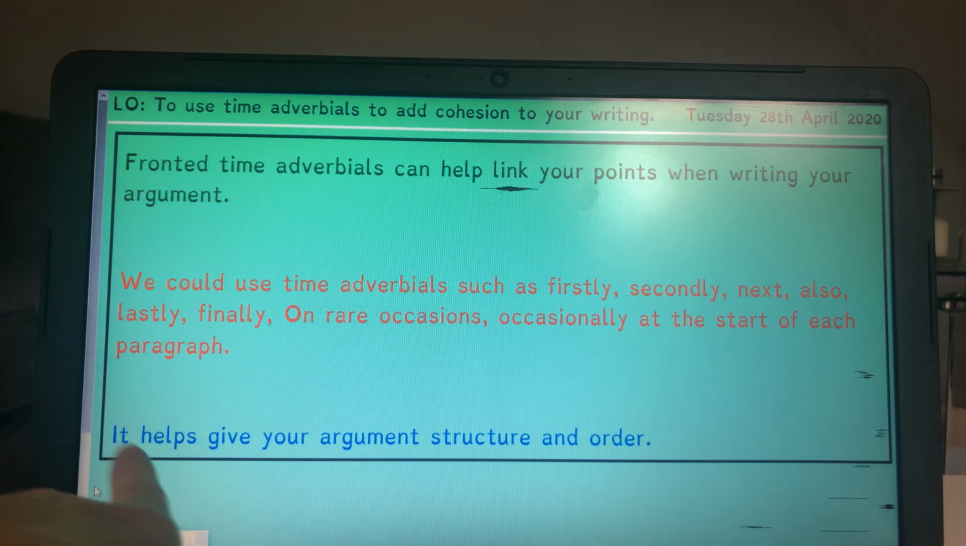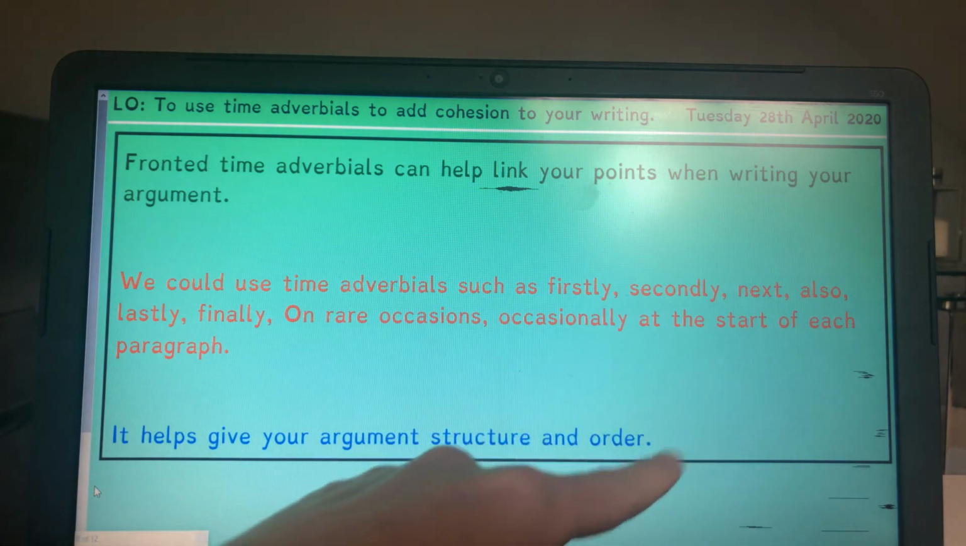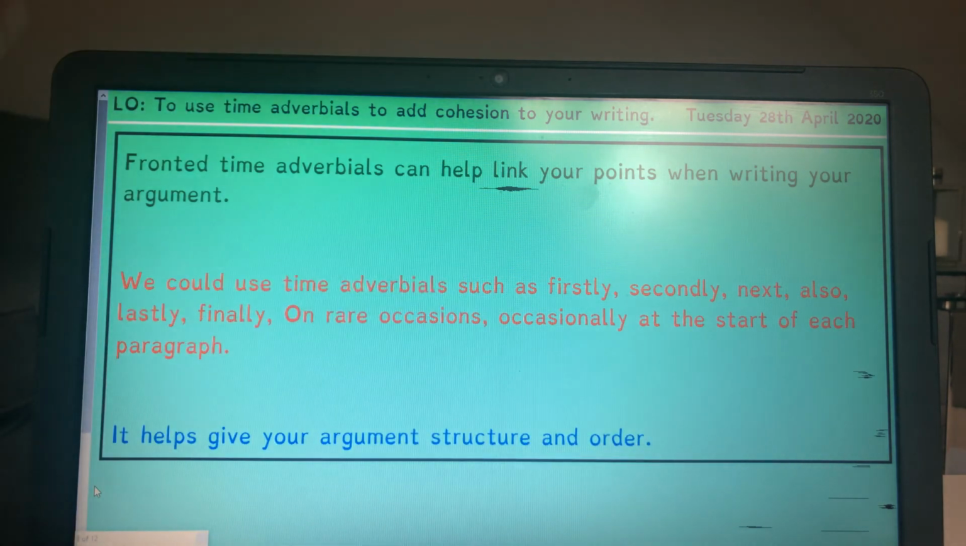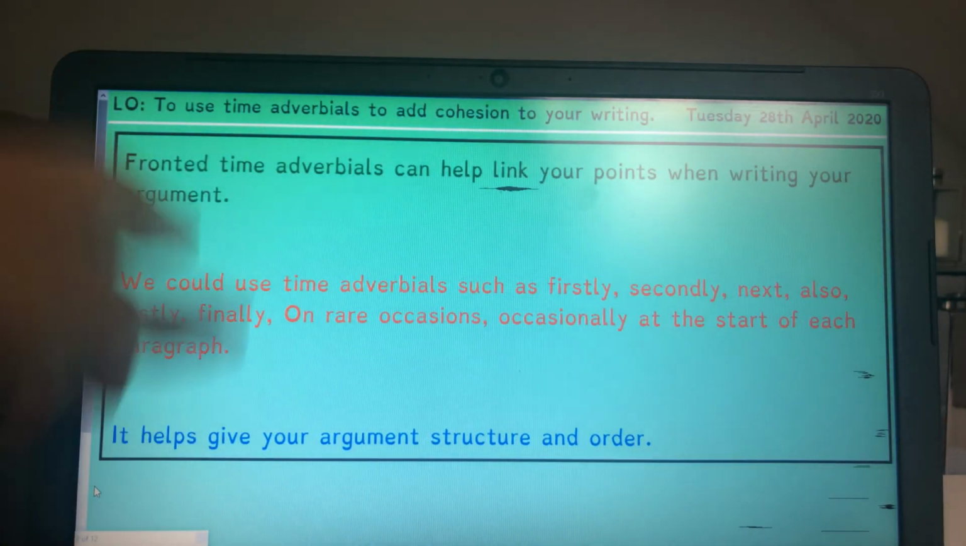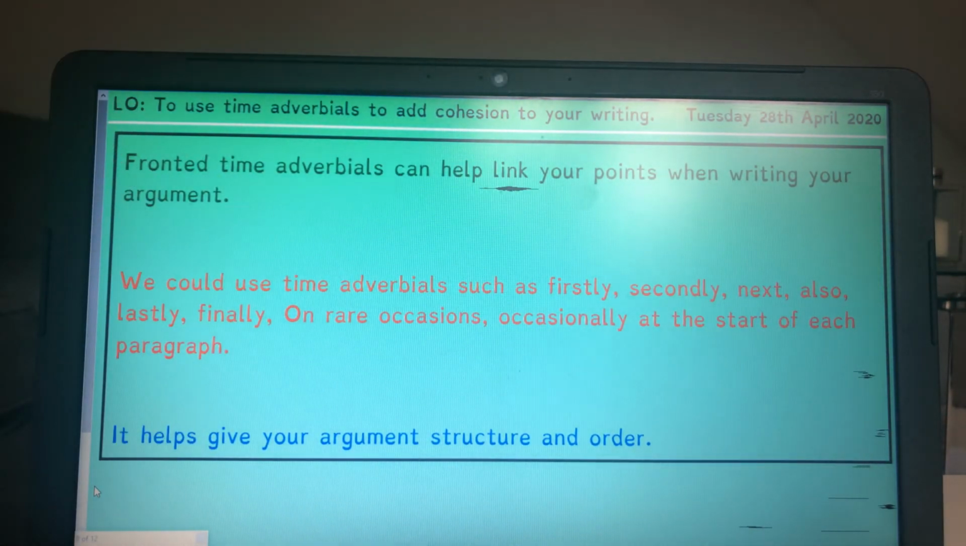Fronted time adverbials also give your argument structure and order, okay? So it makes it easier for you to write because you would be using firstly, secondly, finally. So I know that's going to be your last paragraph because you've written finally or lastly.